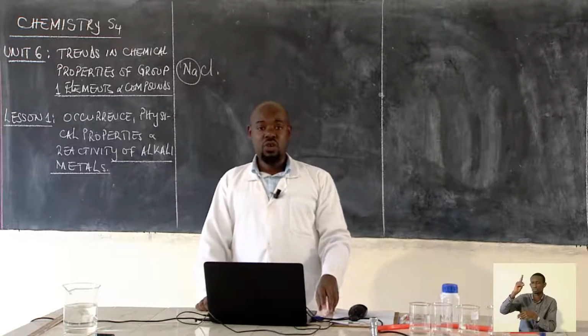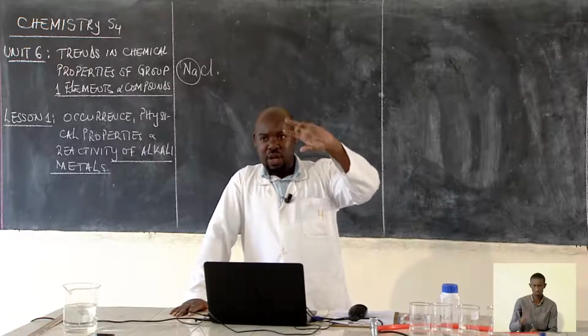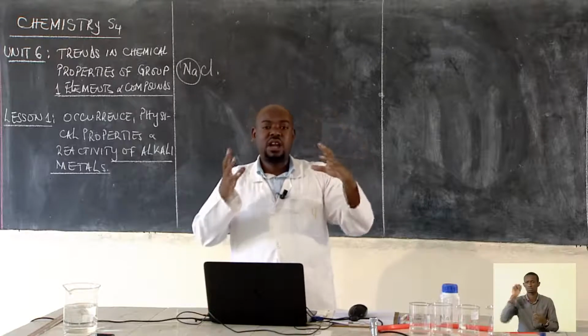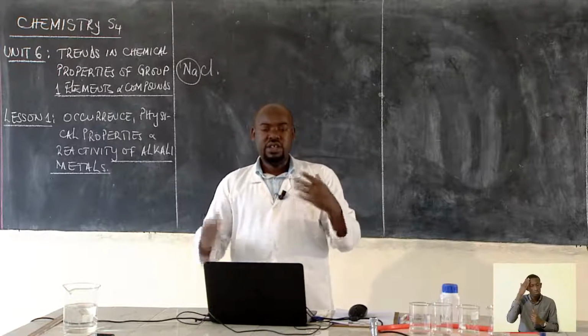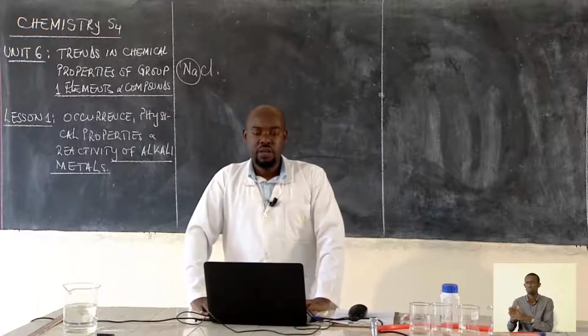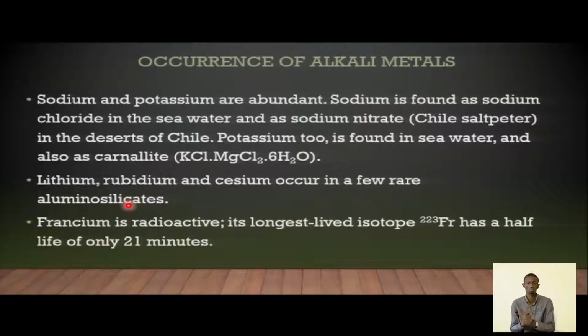As we know, do you remember where we find sodium chloride in nature? We know that seawater contains a lot of dissolved sodium chloride. So sodium and potassium are some of these elements. As it is said here, sodium and potassium are very abundant.